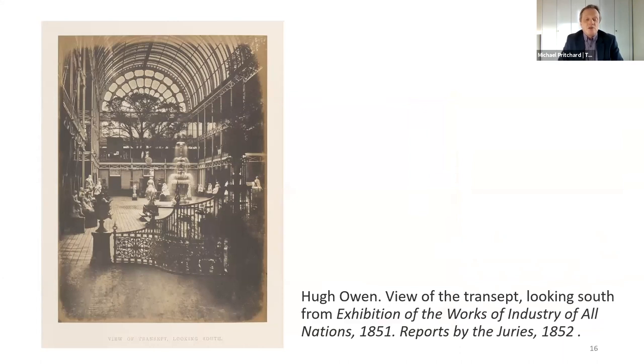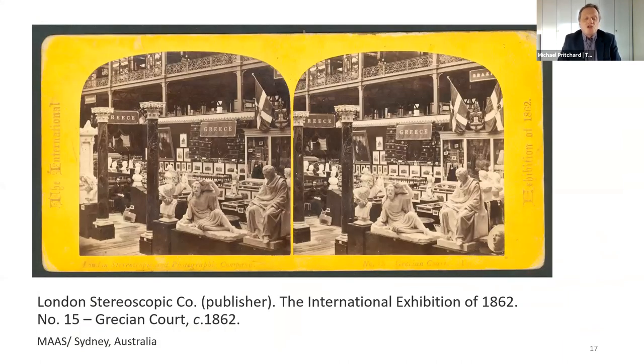The 1862 International Exhibition also made use of photography to document and to make available photographs and stereographs, in glass or on cards, of the exhibits, as did other exhibitions such as the Manchester Art Treasures Exhibition of 1857 and many others throughout the century.